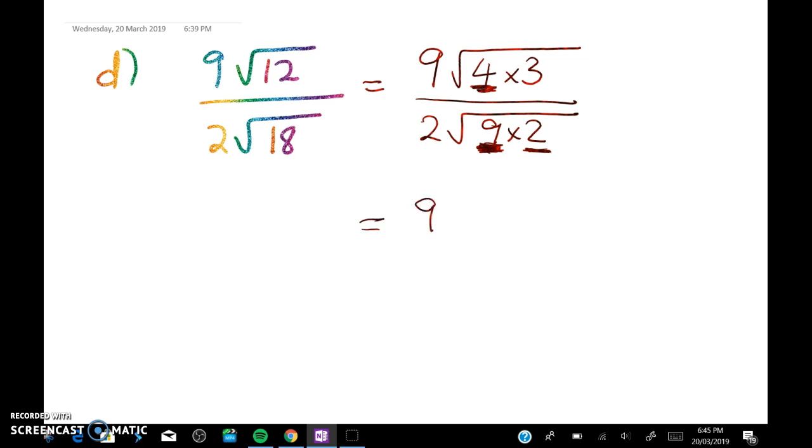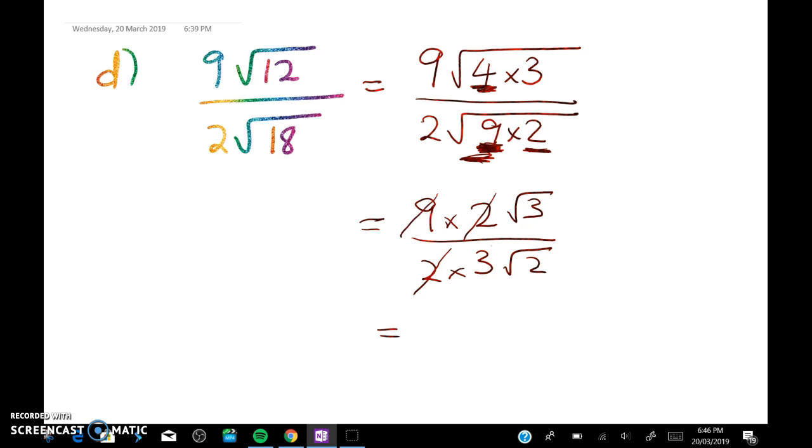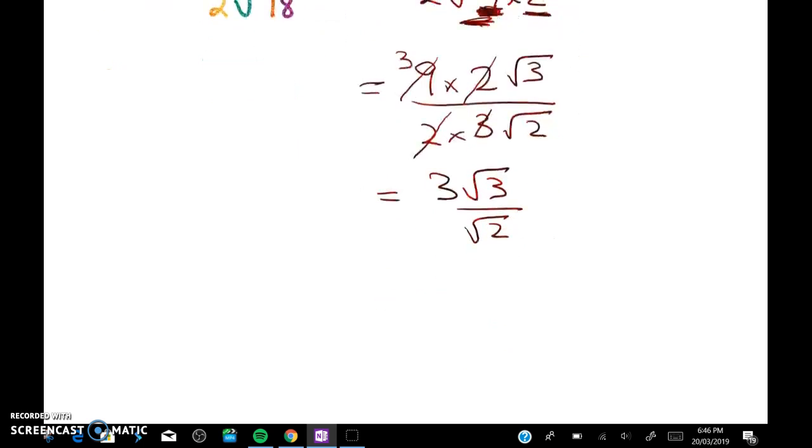So now we can simplify that as 9 times 2 root 3 over 2 times the square root of this, which is 3 root 2. The 2s cancel out because they're a common factor, and 9 and 3 simplify to give me 3. So my answer here is 3 root 3 over root 2, and I could write that slightly more elegantly like this, 3 times the square root of 3 over 2.